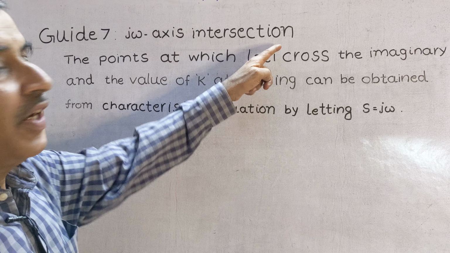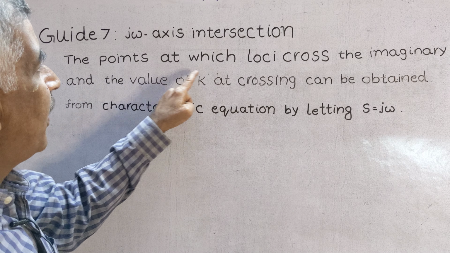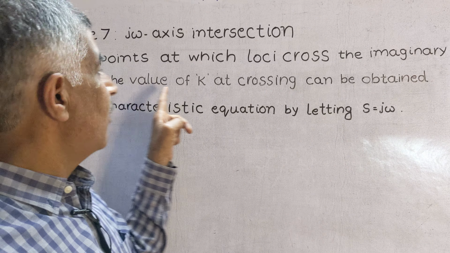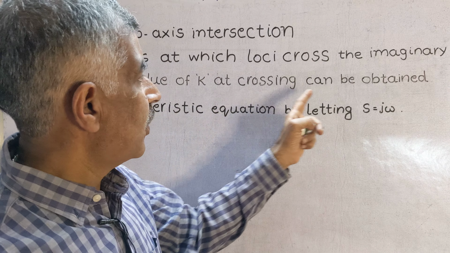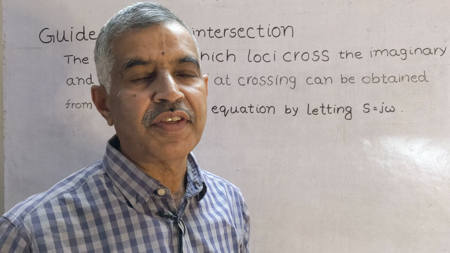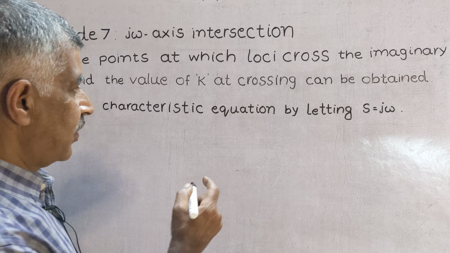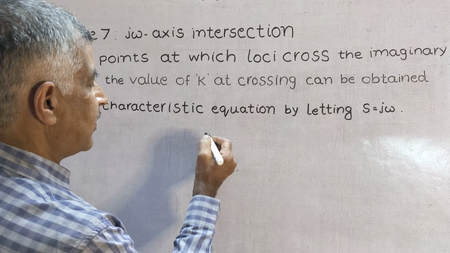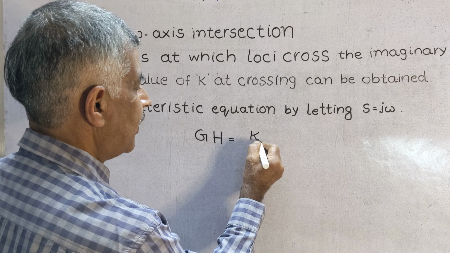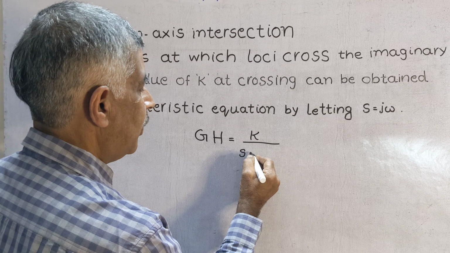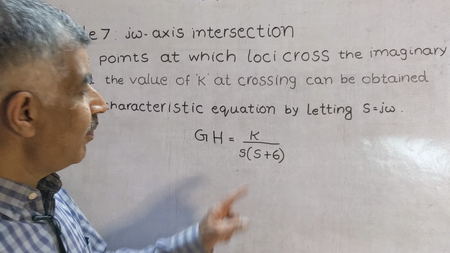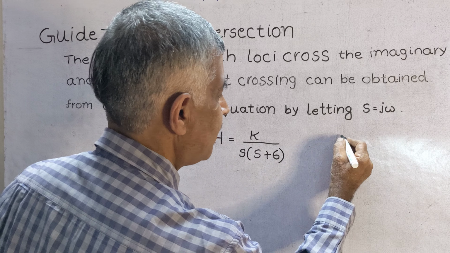J omega axis intersection. The points at which loci cross the imaginary axis and the value of k at crossing can be obtained from the characteristic equation by letting s equal to j omega. I will explain this. First, as an example, I will take G(s)H(s) equals k over s into (s plus 6). You are familiar with the root locus of this problem.